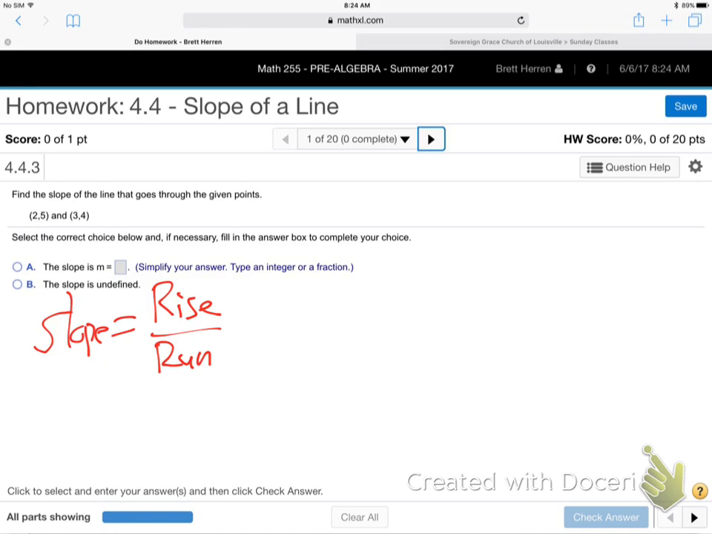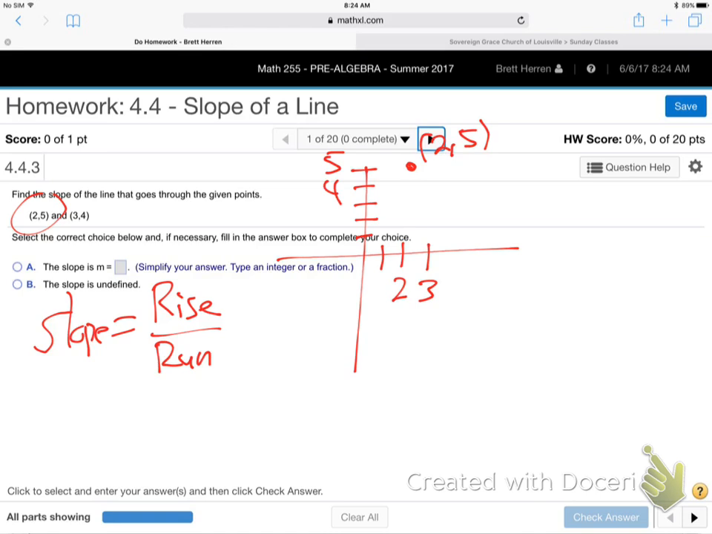So what does that mean about my points? Let me put these two points on the graph. So here's one of them: over 2, up 5. And the other one is over 3, up 4. There we go. Over 2, up 5, and over 3, up 4. We good there with those dots?